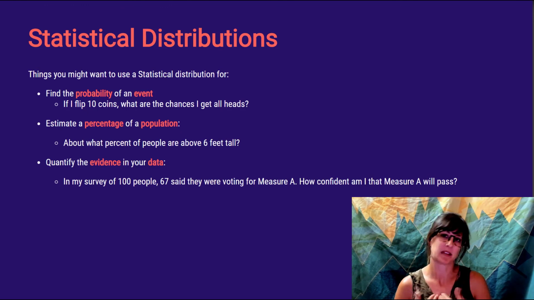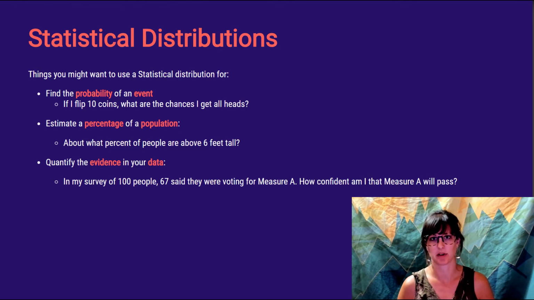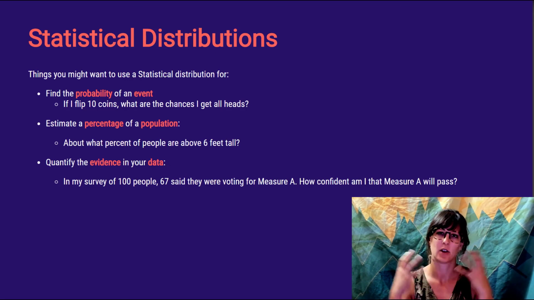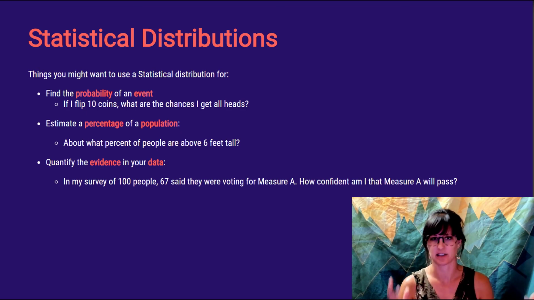And then lastly, and probably nearest to my heart, we use these statistical distributions to quantify our evidence. Statistics is all about saying, I have data, what can I reasonably learn from it? And so I might say, I went out, I surveyed 100 people, 67 of them said they planned to vote for Measure A. Do we think Measure A is going to pass on the ballot? We don't necessarily know that these 100 people are the only ones voting. Presumably thousands and thousands of people are voting. So we don't know for sure that Measure A is going to pass. But has this survey we'd just done given us confidence that we think that's going to happen? What did we learn from that data?